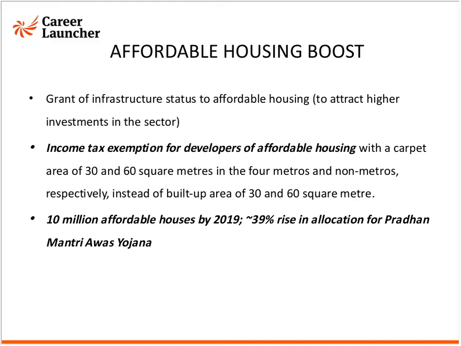And this time you've defined affordable housing very clearly. What's the definition? 30 square meter carpet area in metros and 60 square meter carpet area in non-metros. This has been changed from built up area. So just to say again, built up area is your carpet area plus the thickness of your outer walls and the balconies and the lobbies, so all this doesn't form a part of your carpet area. And the third important thing is 10 million affordable houses by 2019.